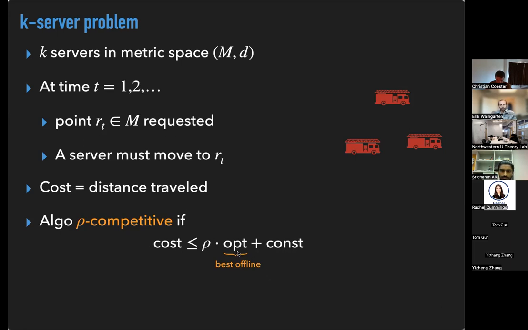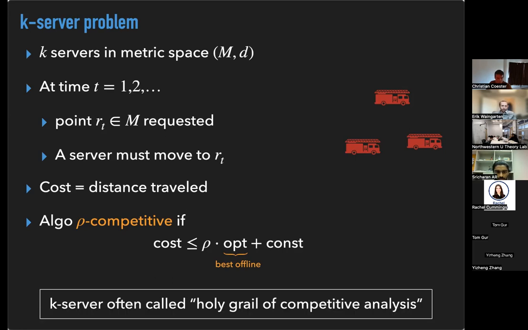What I mean by OPT is really the best cost that could be achieved by some offline algorithm that knows the entire sequence in advance. Of course, because we have incomplete information, we cannot achieve a competitive ratio of 1 here, but we want to get this as close to 1 as possible. The K-server problem is also often called the holy grail problem of this area of competitive analysis.